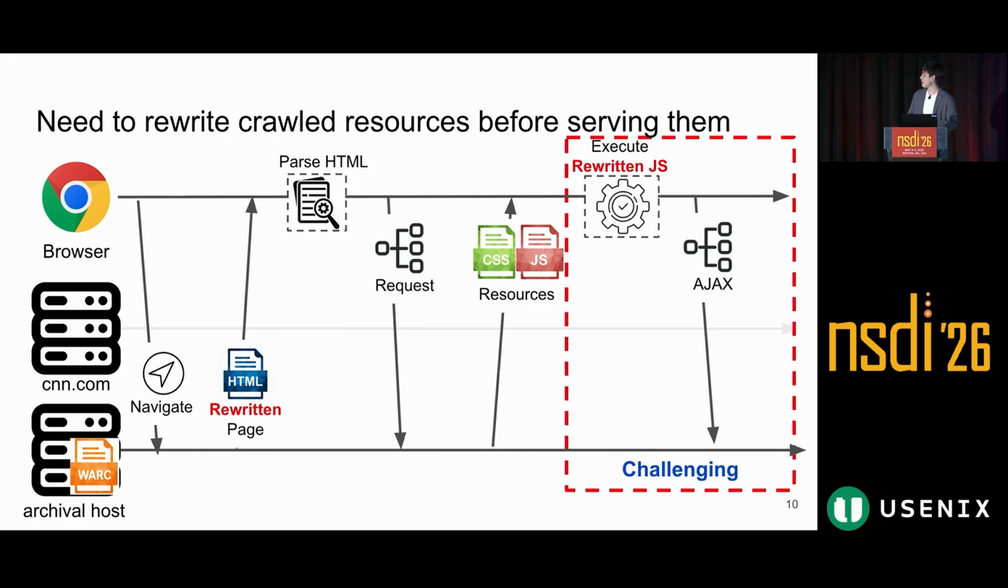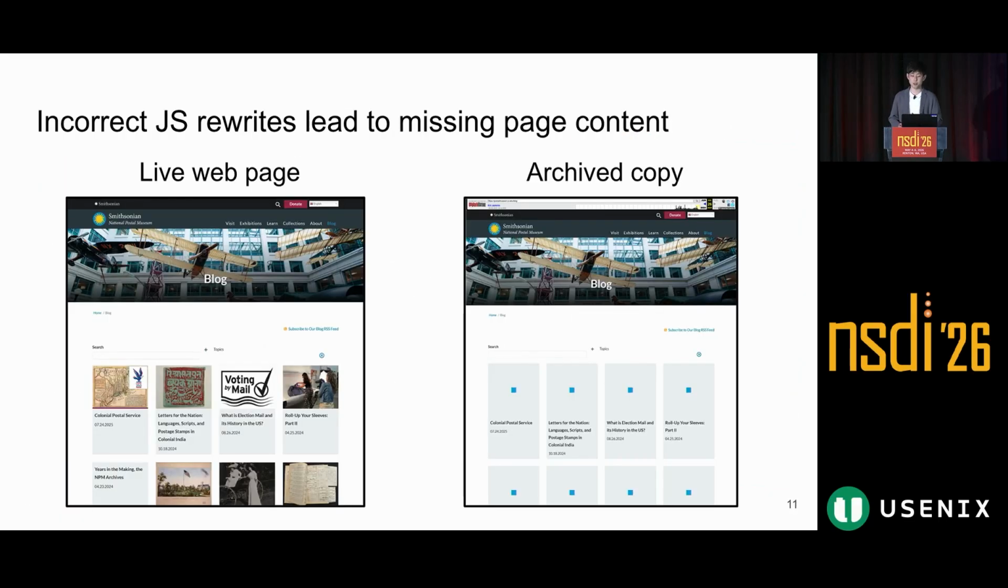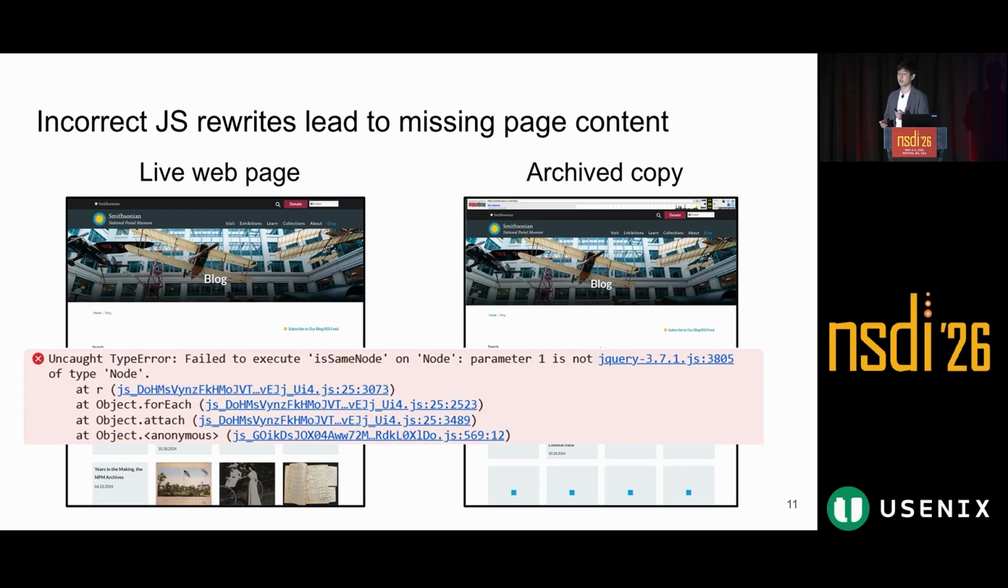So unfortunately, this cannot be done perfectly with today's archival system. As a result, we are seeing a lot of incorrect JavaScript rewrites that lead to missing page contents. For example, here, if you compare the live web page versus the archive copy, you will see that the blog post has a lot of missing images in the archive copy, not because these images were not crawled, but because while loading the archive copy, incorrect JavaScript rewrites lead to an exception being thrown, and that prevents all the JavaScript from running, and also prevents the page rendering from finishing.